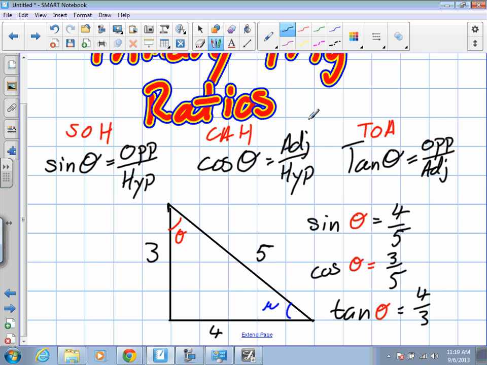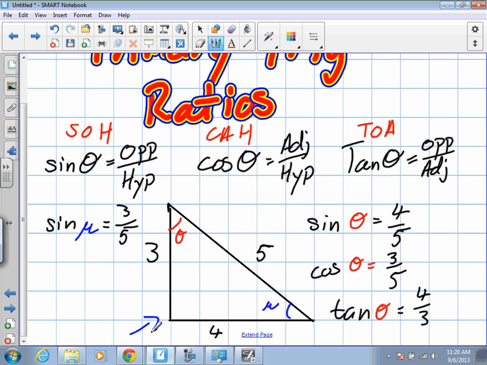What if we're talking about this mu here? Sine, we'll call it u for you guys. Sine u, what would the ratio be for sine u? 3. Yeah, the opposite side would be 3 over 5. So, depending what angle we're talking about in this right angle triangle, and of course this has to be a right angle triangle, I should have mentioned that off the start. Depending what angle we're speaking about changes our ratio.